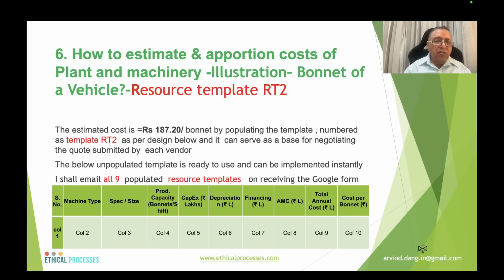Now this is the resource template which I am talking about. Resource template 2 has 10 columns: serial number, machine type, specification, size, production capacity, bonnets per shift, capacity, the value in lakhs, the depreciation amount, financing charges, and annual maintenance charges per annum, the total annual cost, which is a combination of column 6 plus 7 plus 8, and the total cost, and cost per piece, dividing the total annual cost by 25,000. And in our illustration, this works out to be rupees 187.20 per bonnet.